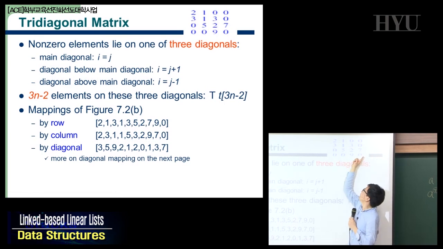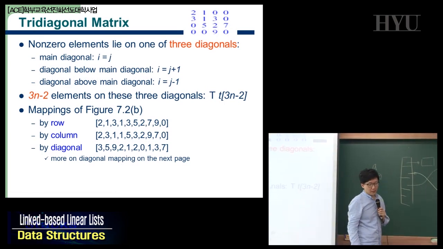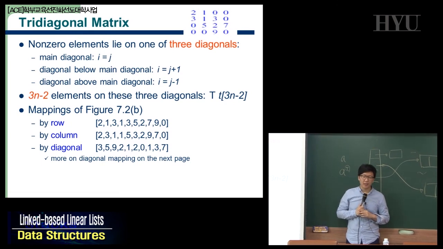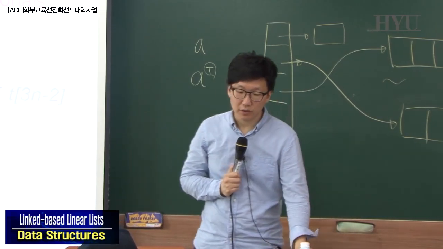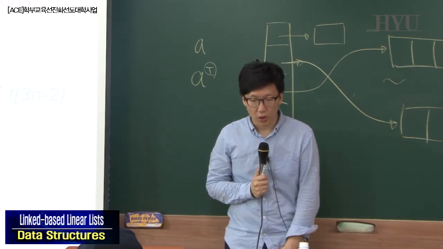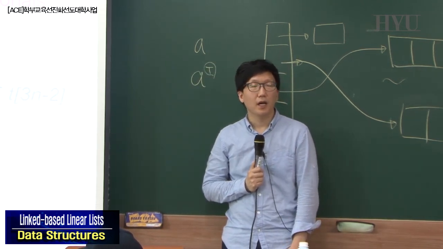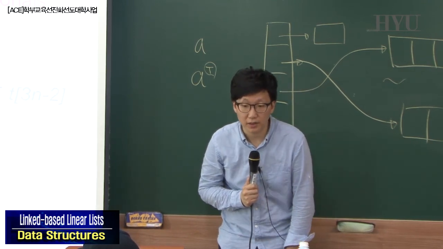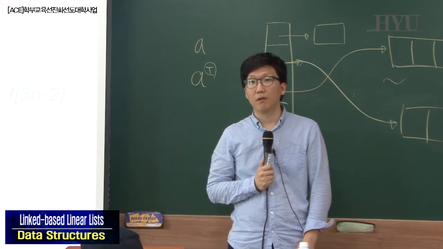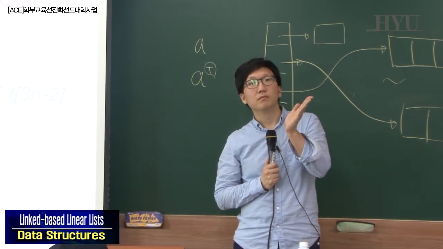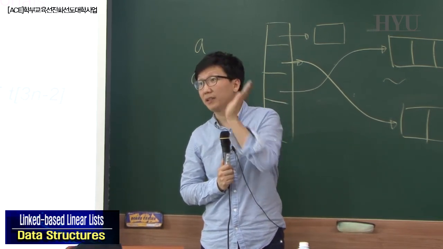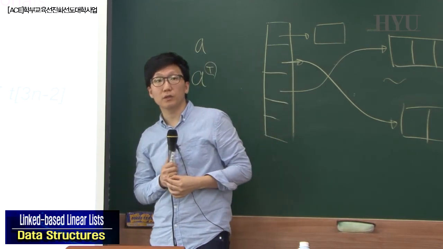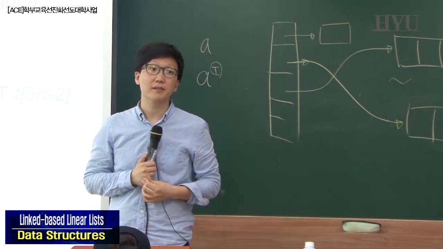1, 2, 3. So, the main diagonal, i equals j. The diagonal below the main diagonal, i equals j plus 1. The diagonal above the main diagonal, i equals j minus 1. So that gives us 3n minus 2 elements on these 3 diagonals. Right? The one below takes 1 less element than the main diagonal. The one above also takes 1 less than the main diagonal. So 3 times n minus 2 is the total number of spaces that I need to store the elements.